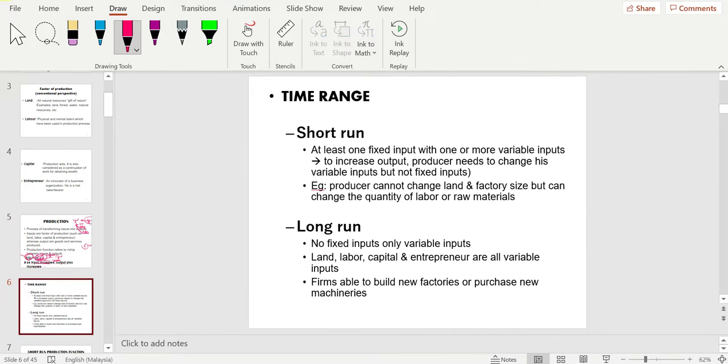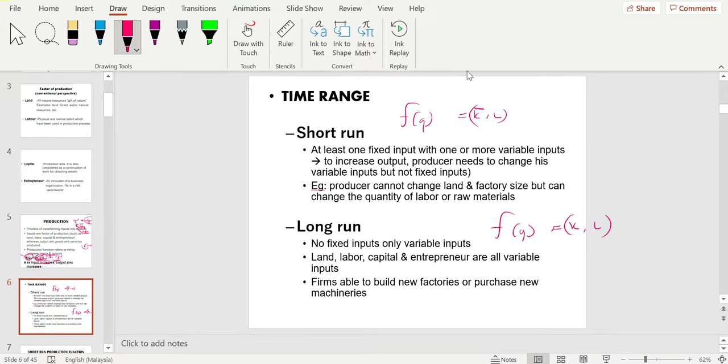Alright, so here the time range. Production can be in two time frame, which is the short run and the long run. So dia akan ada beza FQ KL. This is also FQ KL. In the long run, the difference is the K capital in the short run, dia ada hat.